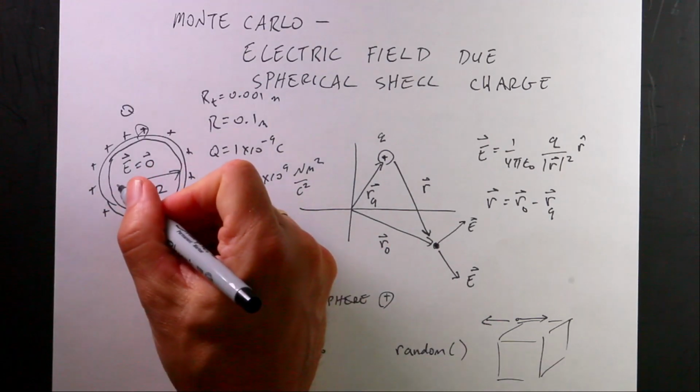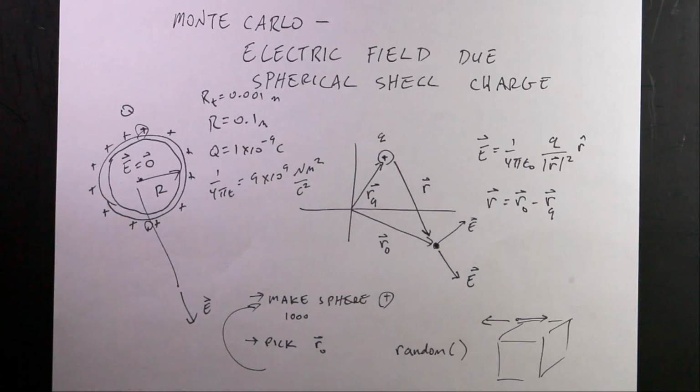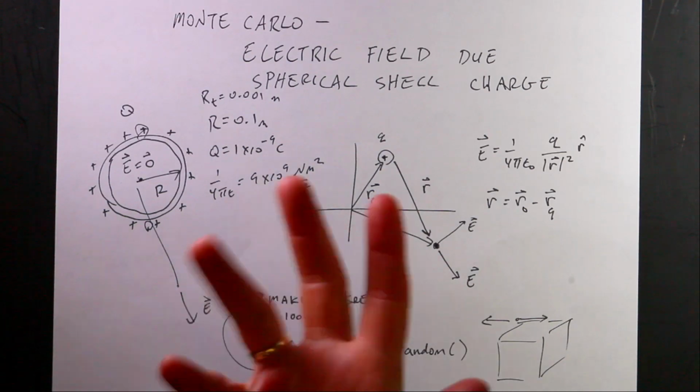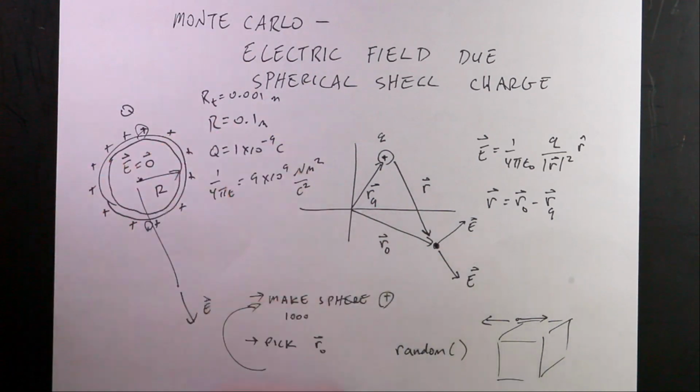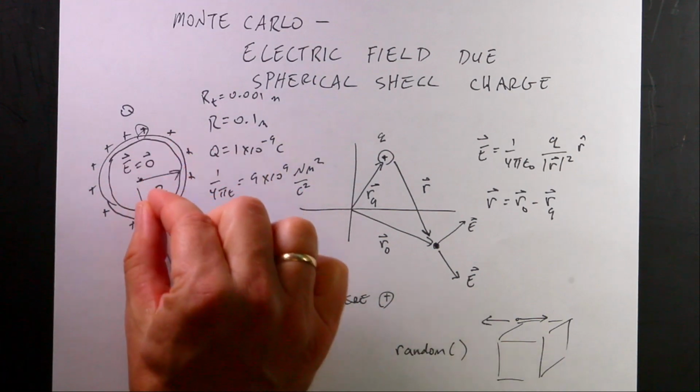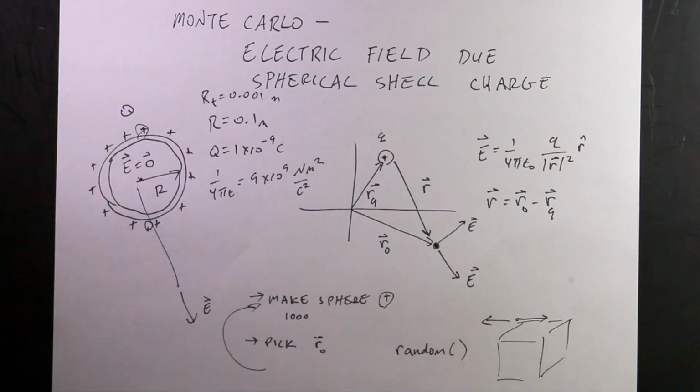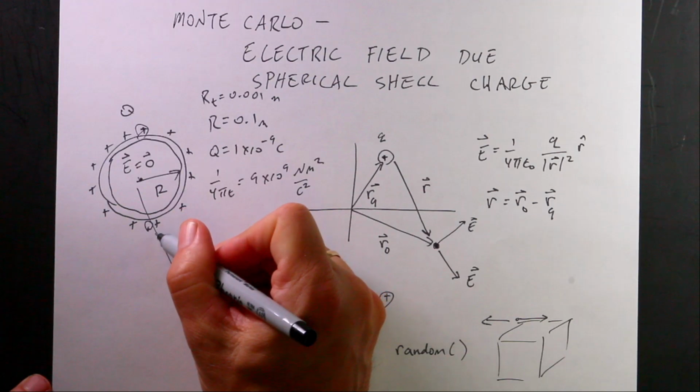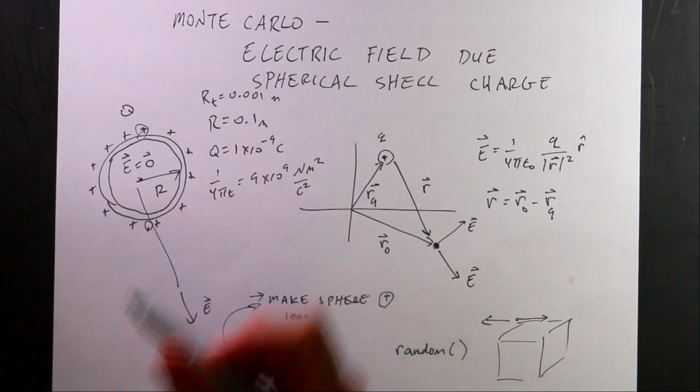Now, if I move off to the side, it's not so obvious, but it's still true. And then outside, it's not so obvious that it's a point charge unless you get really far away. Then the sphere looks very, very small, and it looks like a point charge. But this should work even if I'm right outside the sphere.